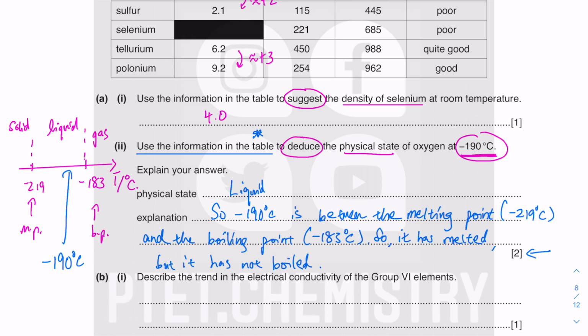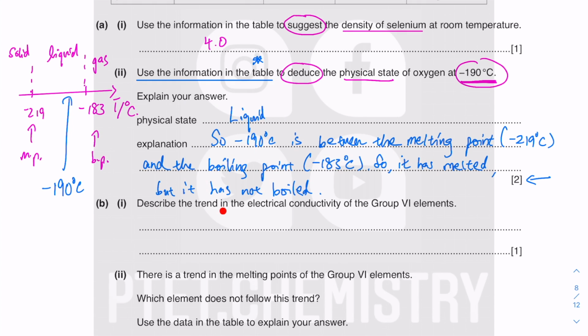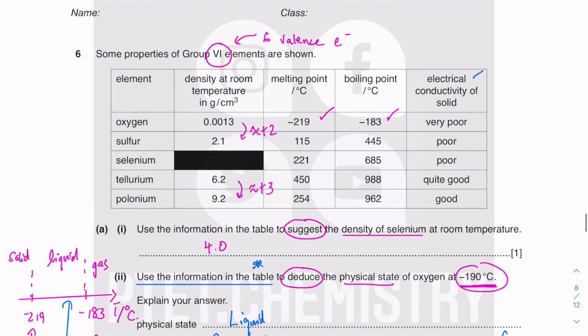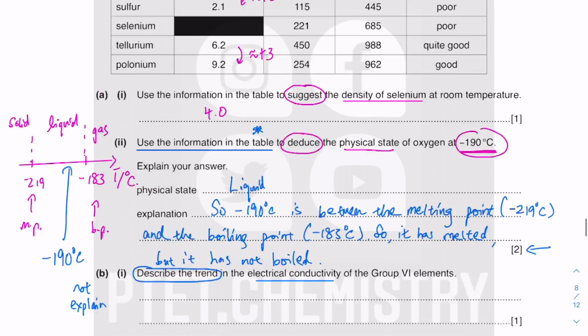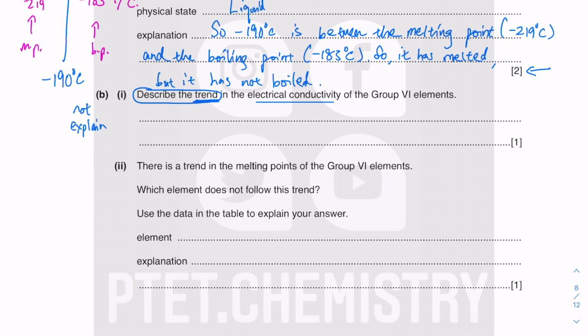Alright, describe the trend. Describe the trend in electrical conductivity. So now I have electrical conductivity and I have to describe the trend. So this is not explain, it's simply describe. Okay, so what happened in electrical conductivity going down the group? Describing what happened going down the group, it goes from very poor to good. So the electrical conductivity of the solid increases because it becomes a good conductor, whereas in the beginning it was a very poor conductor. So they want the trend. Okay, so is it increasing, is it decreasing?